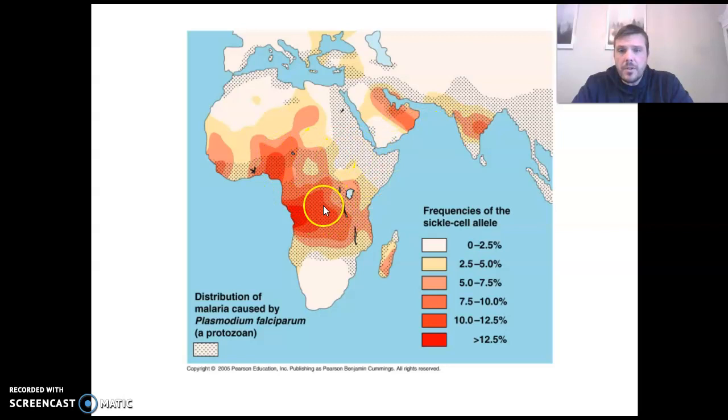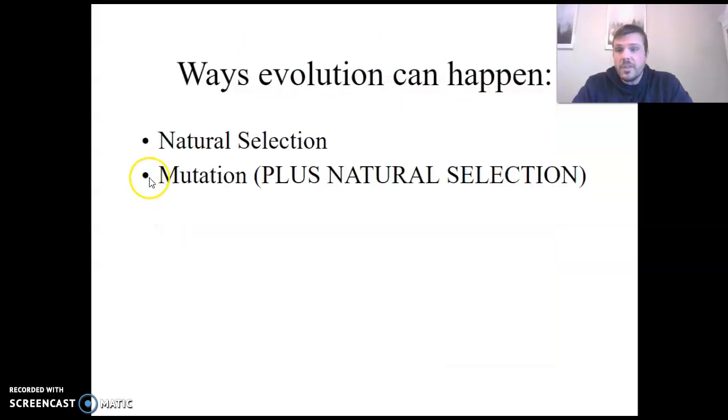So there's a mutation that causes sickle cell anemia. It's not helpful if malaria is not around, but it does help you survive if malaria is present in your surrounding area. So that has helped people survive and has become more and more common in those areas where malaria is common. Those are examples where we've got mutation plus natural selection.